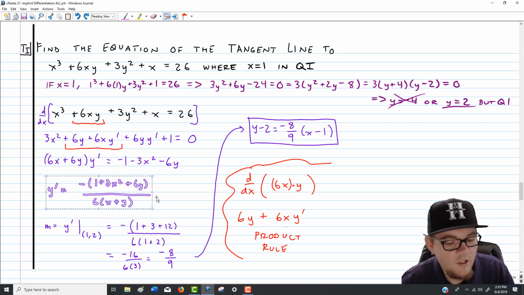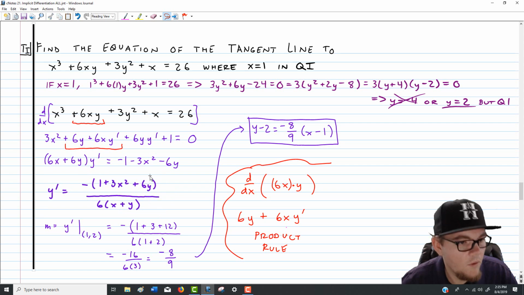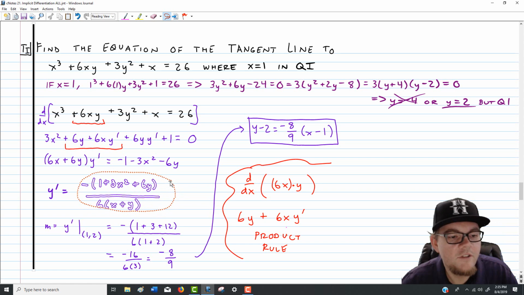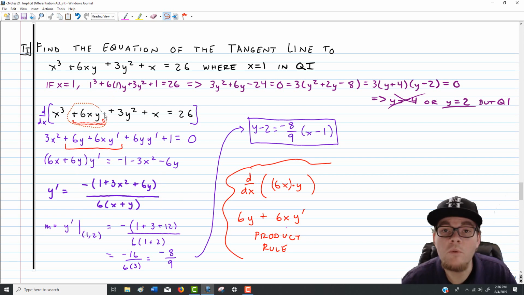The big thing to check for, the thing that I'd hope everyone was able to get to, was the derivative right there in bold now: negative quantity 1 plus 3x squared plus 6y, over quantity 6 times x plus y. So if you got to here, consider it as you got 3/4 of the problem. You did the hardest, the important piece here. You know how to differentiate implicitly, and you were able to successfully do it even when the product rule popped its head in, or reared its ugly head.